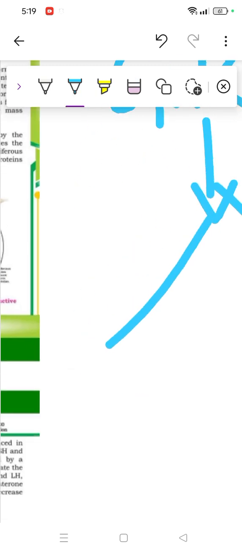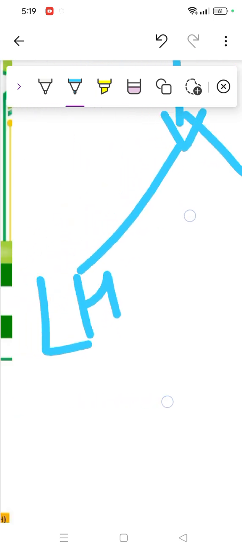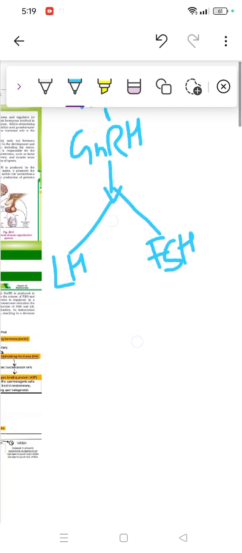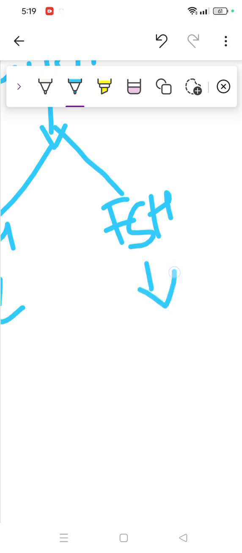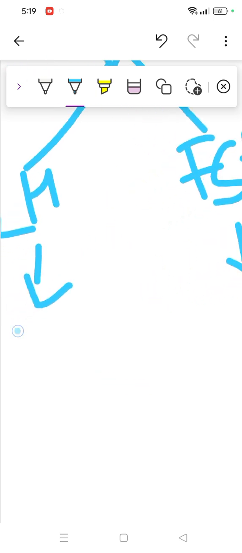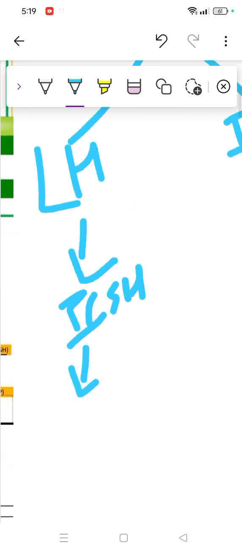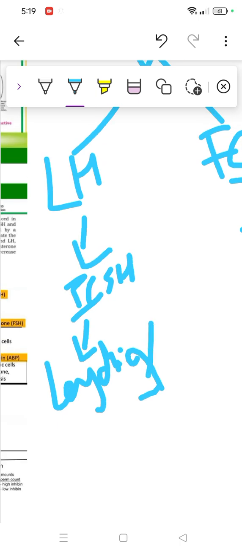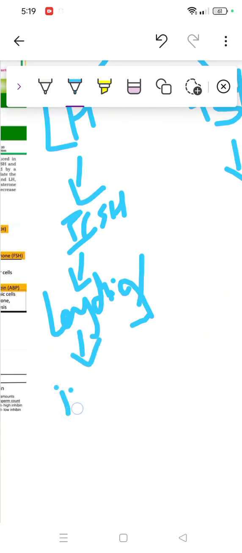So what are those parts? First is LH, second is FSH. LH is luteinizing hormone, and FSH is follicle stimulating hormone. After that, LH has another name, another type, which is ICSH, which simply means interstitial cell stimulating hormone. After this step, we have another type, which is Leydig cells. What do these Leydig cells mean? These cells have another name. They help in releasing testosterone. Otherwise, these Leydig cells work as interstitial cells.